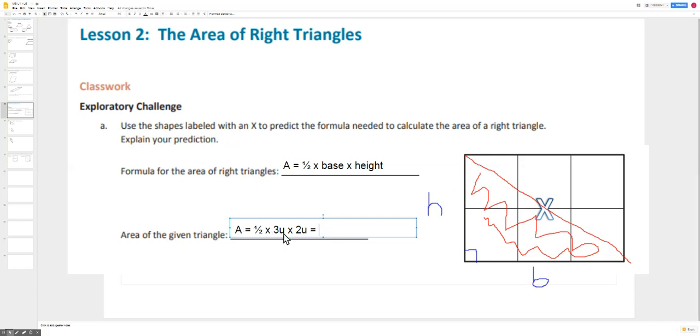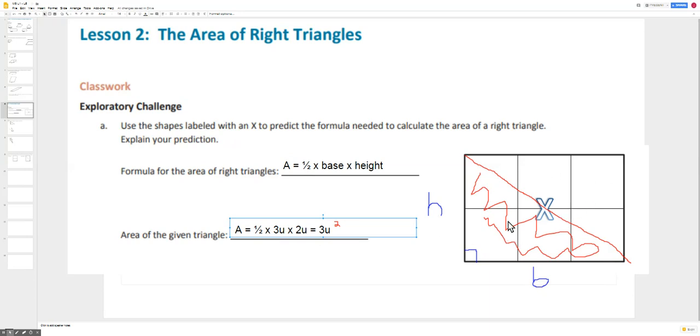Well, if I multiply 3 times 2, 3 times 2 is 6, and then multiply by 1/2, half of 6 would be 3 units. And of course, we're talking about the area, so we have to put the square. I don't have mine set up to put the square up top here, so I'm just going to go ahead and write it in. All right, so there you go. So the area of this is, of course, 3 units squared.